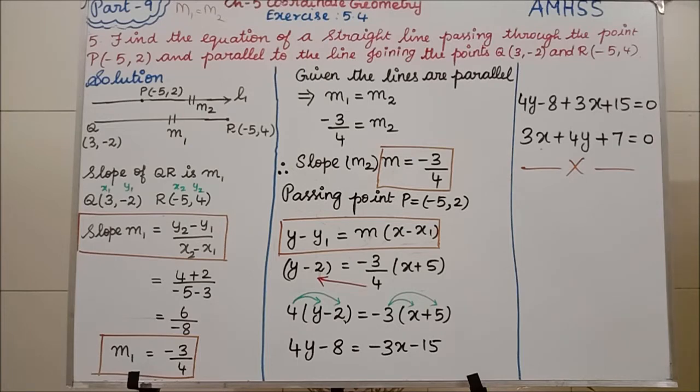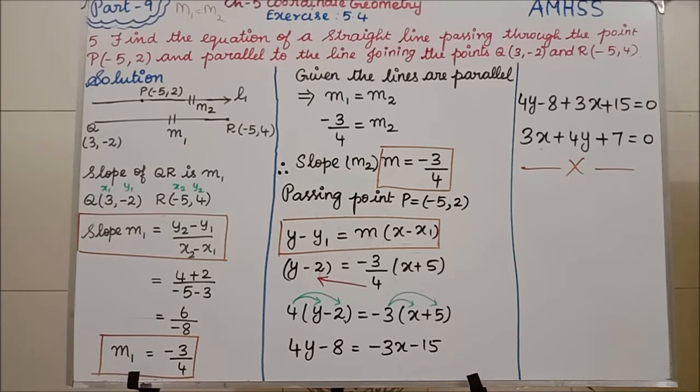Clear, students? Clear all of you, the fifth question? Students, in exercise 5.4, so far what are the formulas we read from exercise 5.1 to 5.3? All the formulas we will apply in this problem. Only if you are thorough in exercise 5.2 and 5.3 formulas, it is very easy for you to learn this exercise 5.4. Students, in the board exam, surely you will get one question from exercise 5.4. So, to attend exercise 5.4, first you have to be thorough in exercise 5.2 as well as 5.3. Clear?